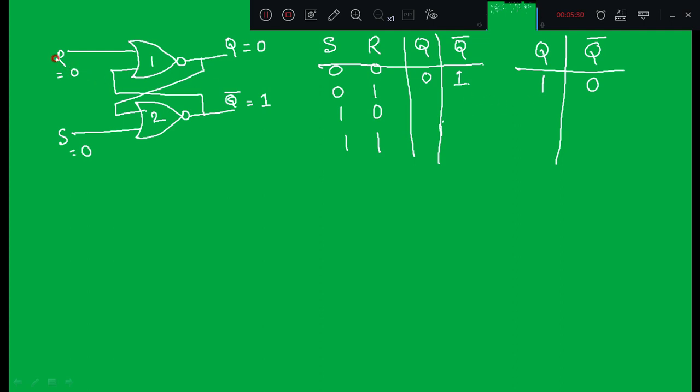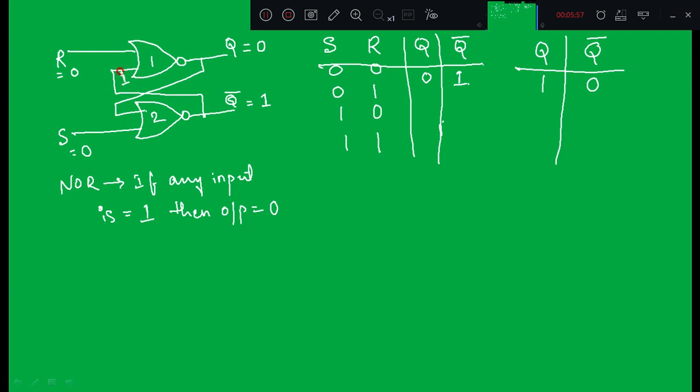So when I make S and R equal to 0 0, what happens? This one is applied to the first NOR gate, so this is equal to 1. 0 NOR 1 is what? What is the property of a NOR gate? If any one input is equal to 1, then the output is equal to 0, right?